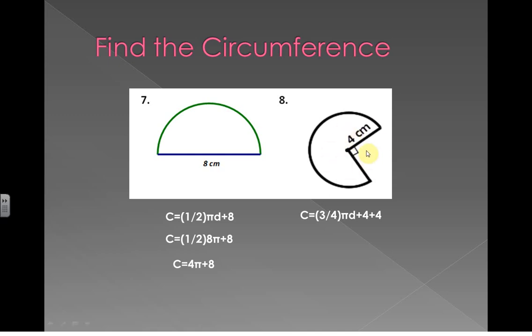If not, what I'm about to do next will help you see that. But we have 3/4 pi d, and then I'm adding 4 because this radius is 4, so this radius is also 4. And again, I want the circumference of the perimeter around the entire thing, so I have to account for both of those parts. And then again, 6 pi plus 8 would be an answer unless I tell you to approximate.